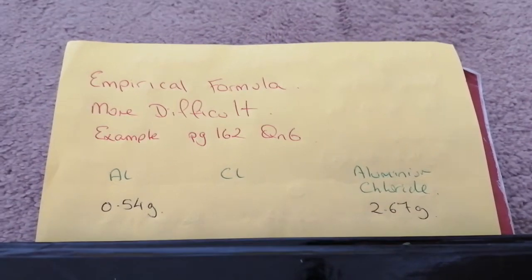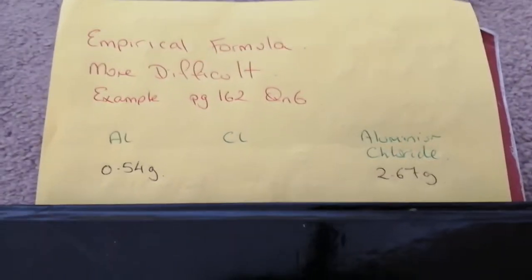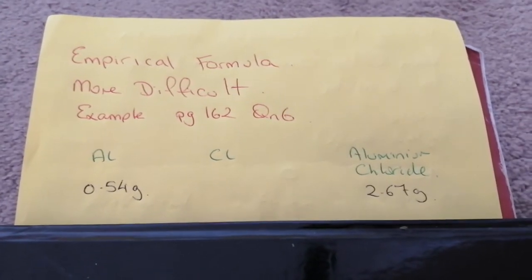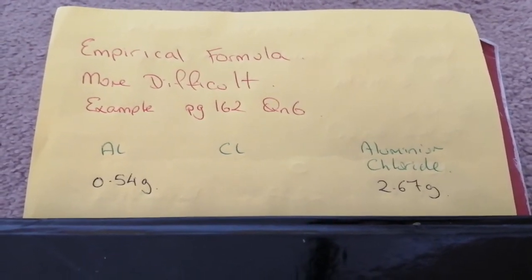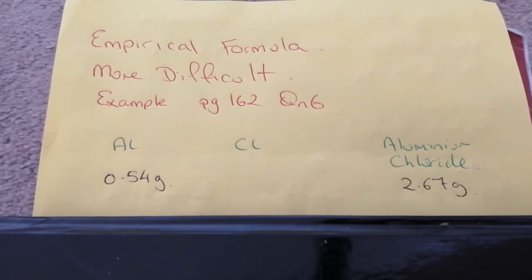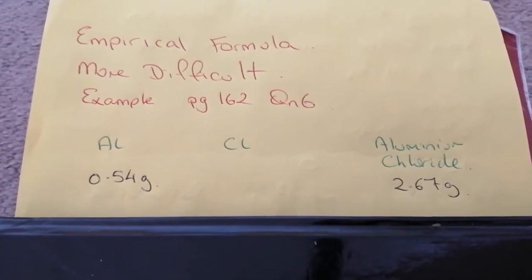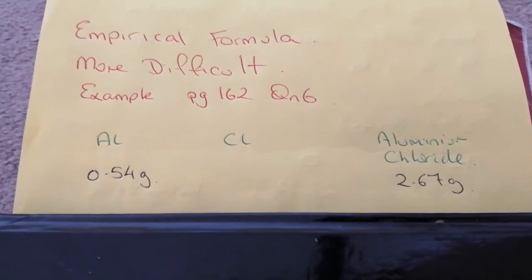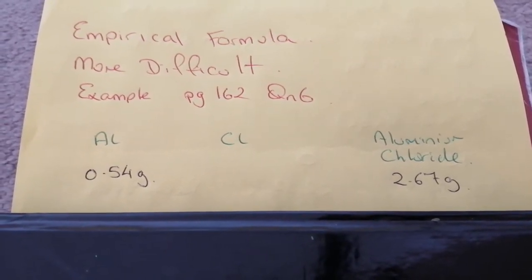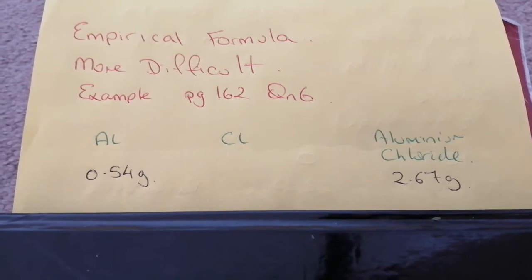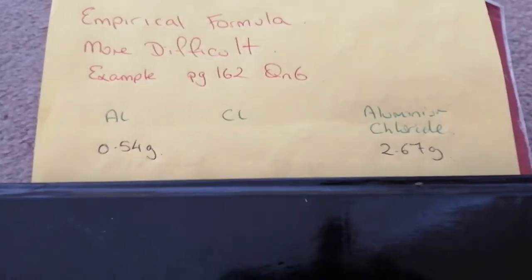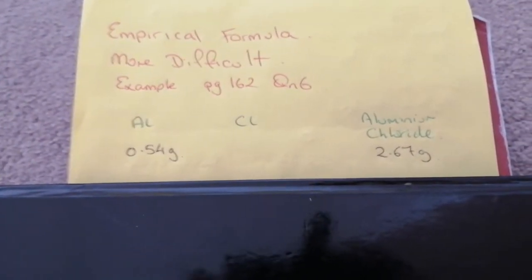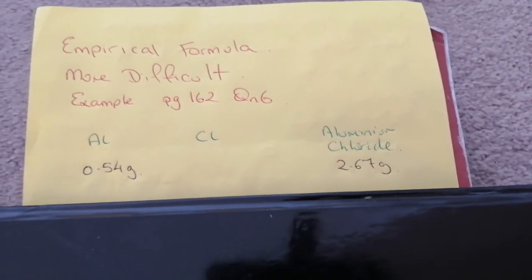Now guys, we're going to move on to a slightly more difficult empirical formula question, and it's question 6 on page 162. So they tell us that 0.54 grams of aluminium react with an excess of chlorine to form 2.67 grams of aluminium chloride. So that's all well and good. We have to find the amount of chlorine.